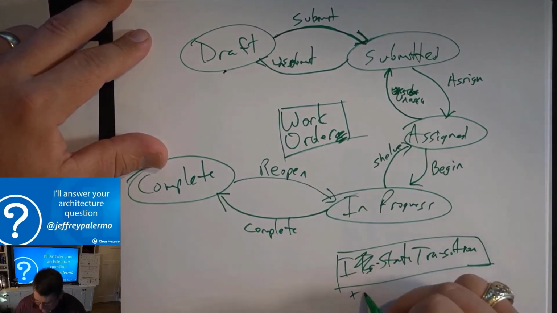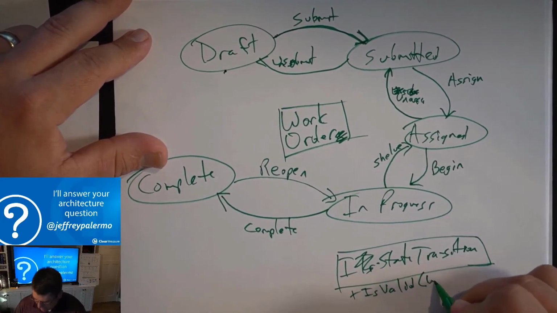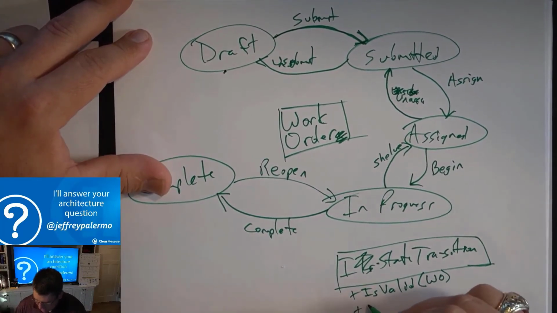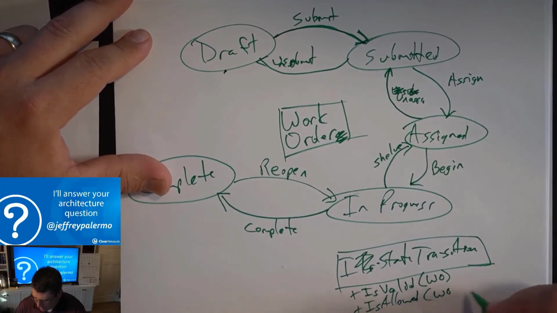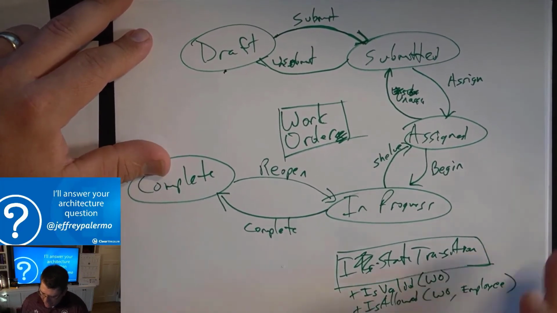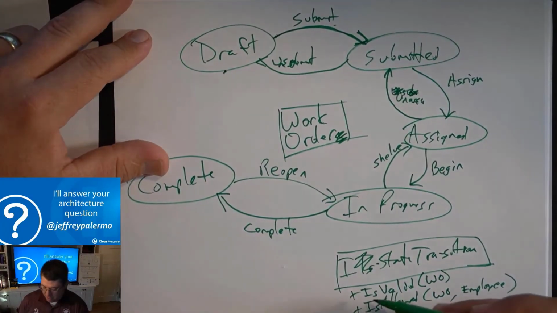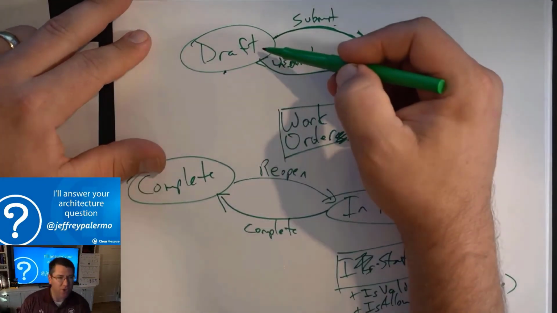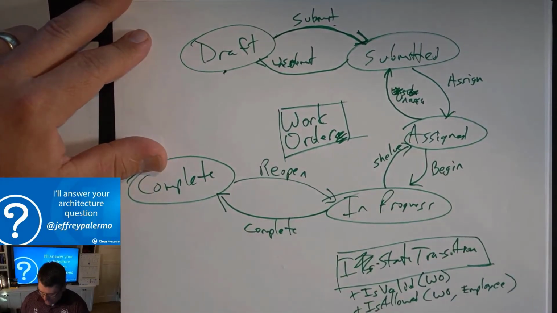Well, we absolutely need to know if this is valid. And we need the work order to see if it's valid. And then how about is allowed? Is allowed, and maybe the work order and whatever employee is trying to do it. And that way we can create an implementation. We can say submitted state transition. Well, hey, is this one valid? Well, it is if the status of the work order is draft, but it's not valid if the status is something else.